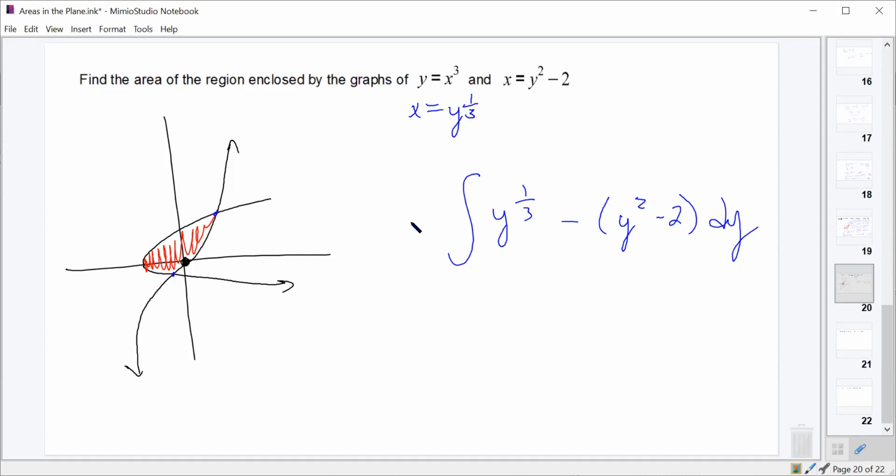Find the intercepts, so set them equal. We can't exactly set them equal to each other here unless we replace the x with the y to the 1/3. So from how we originally had it we can't, but we could set it up now as y to the 1/3 equals y squared minus 2. And we want to do it in terms of y because we want the y values.